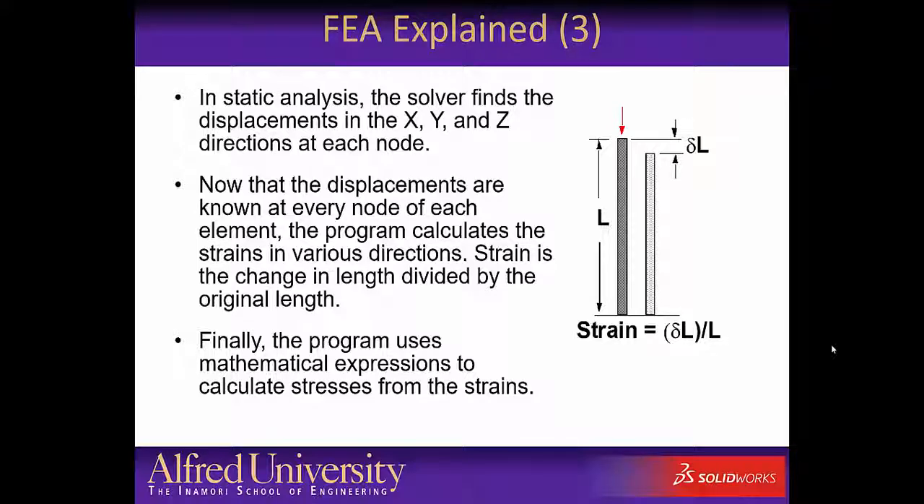In static analysis, the solver finds the displacements in each of the three directions in three-dimensional space x, y, and z at each node. The displacements at each node in each element being known, the program can then calculate what are called strains in those various directions. Strain can be thought of as a normalized displacement. For one-dimensional displacement, the strain can be given by the change in the length, or delta L, divided by the original length, L. Note that strain has no dimension. It is a normalized value.